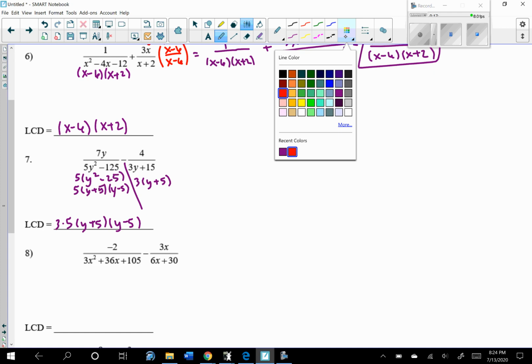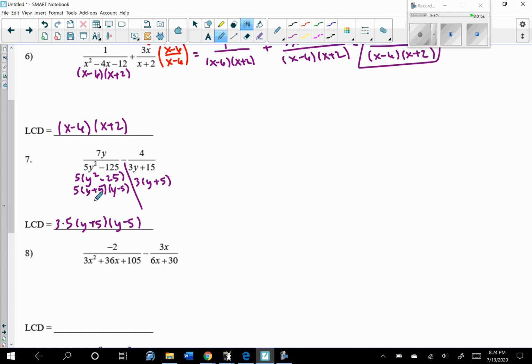So then I want to see what's missing. So this fraction, the first one, is missing that 3, so I'm going to multiply it by 3 over 3. And over here, we're missing the 5, and we're missing the y minus 5. So I need to multiply this by 5 times y minus 5.